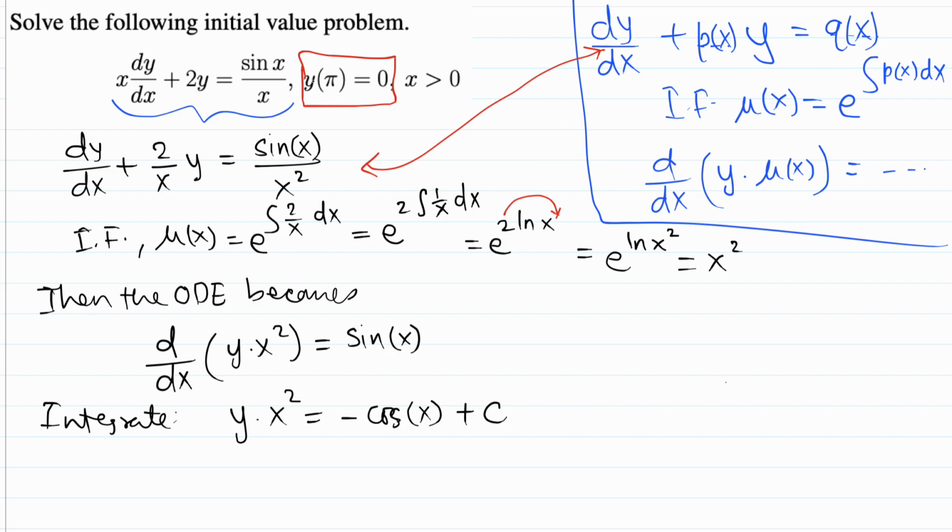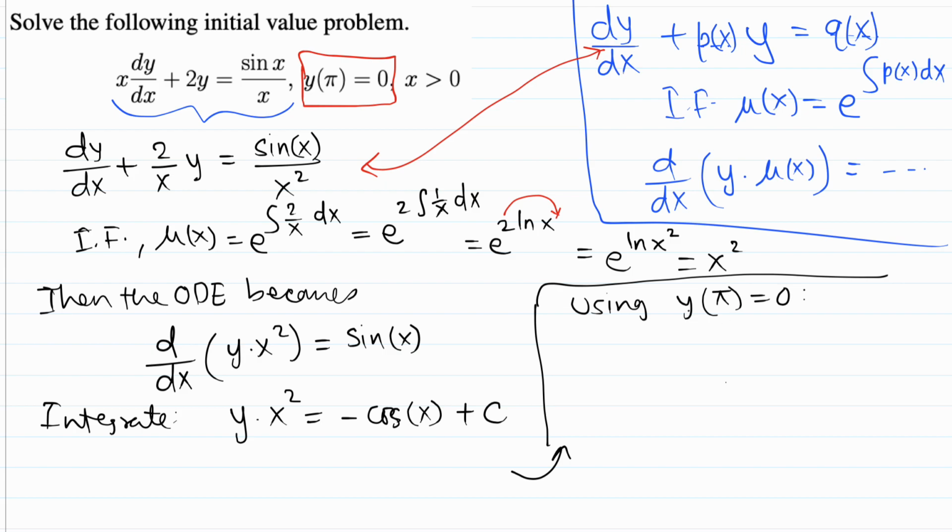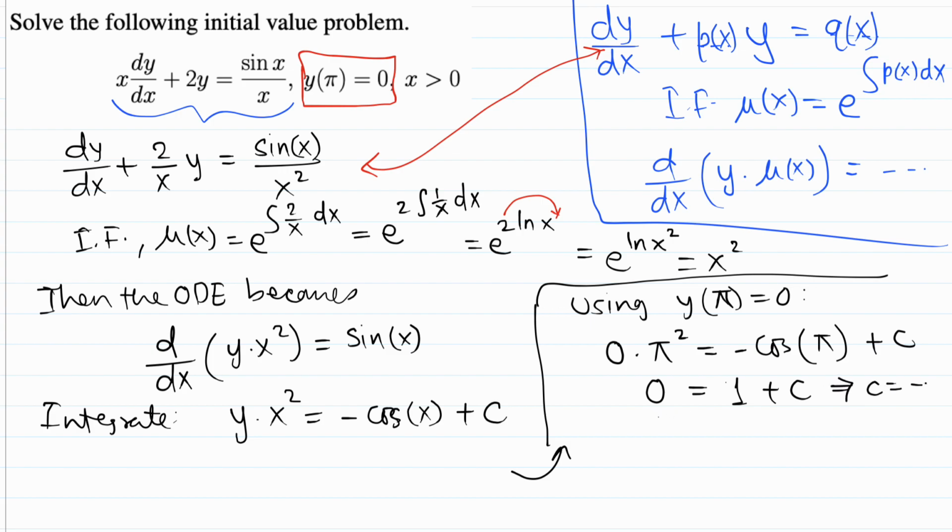So let's find the value of c first. Using the initial value, which is y at pi equals 0, that means y is 0 when x equals pi. So y is 0 when x is pi: 0 times x squared equals minus cosine pi plus c. So this is 0, since 0 times the number is 0. Cosine pi, from the unit circle or using a calculator, is negative 1. Minus negative 1 is just 1 plus c. Subtract 1 from both sides, so c equals negative 1.